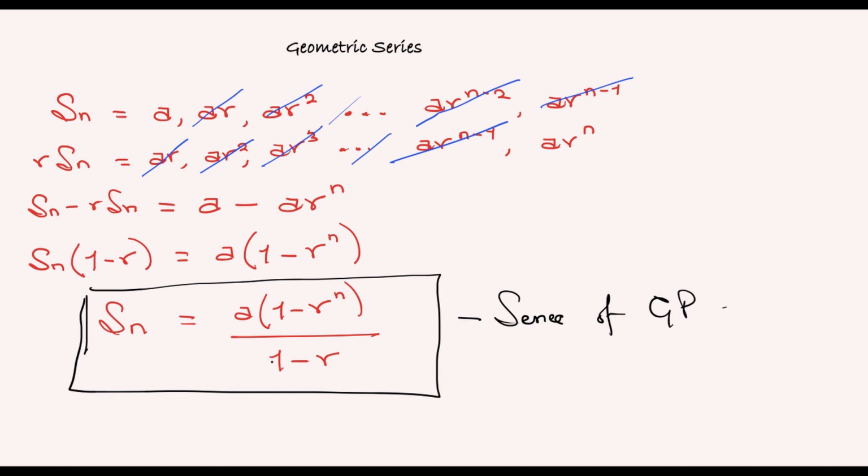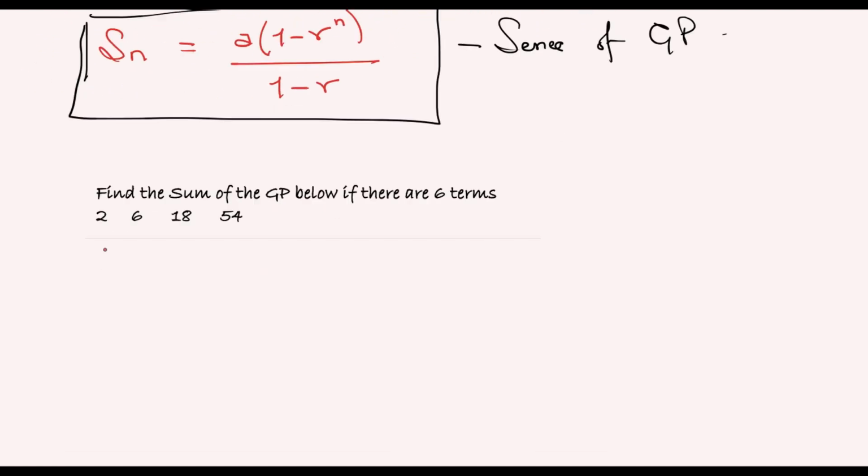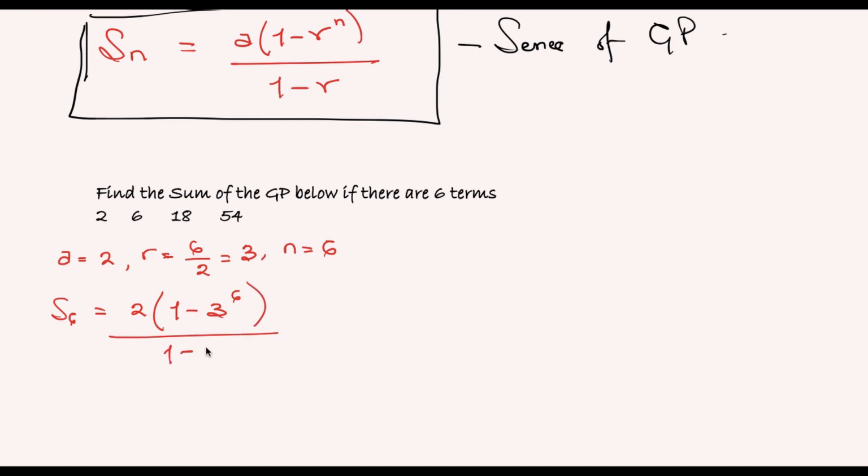So now that we have this formula, let's use it in solving some problems relating to geometric series. Our first example here says, find the sum of the geometric progression below if there are 6 terms. So here we have that our a is equal to 2, which is our first term here. And we have that our r is equal to 6 divided by 2, which is our second term divided by our first term here, which is equal to 3. And we have that our n is equal to 6, because there are 6 terms in the sequence. So now that we have these, let's substitute them into the formula here. So we have that S6 is equal to a, which is 2, into 1 minus r, which is 3, raised to power n, our n is 6, divided by 1 minus r, which is 3.